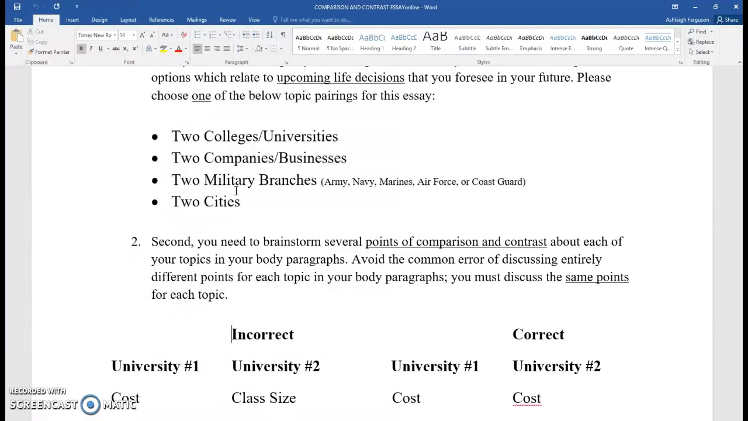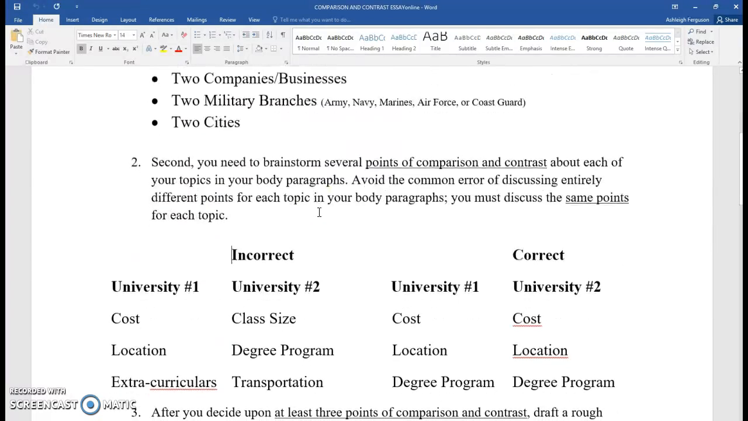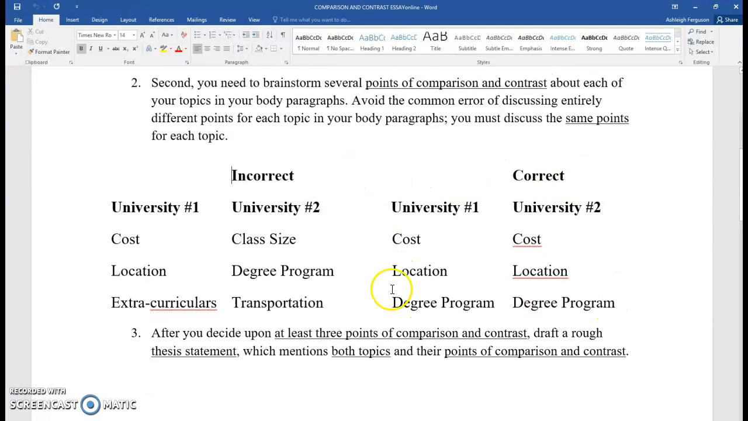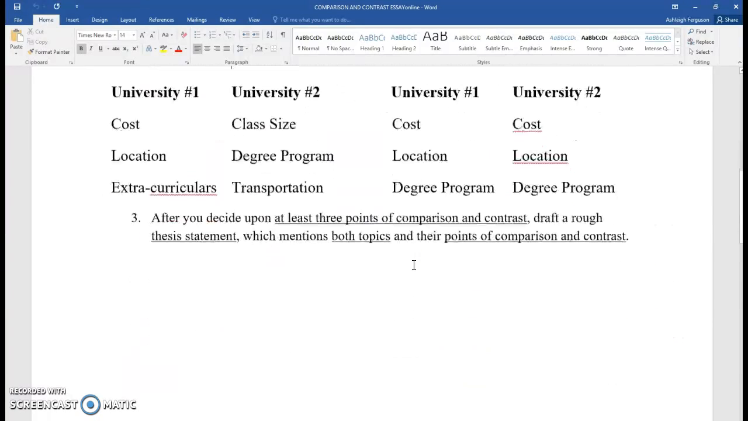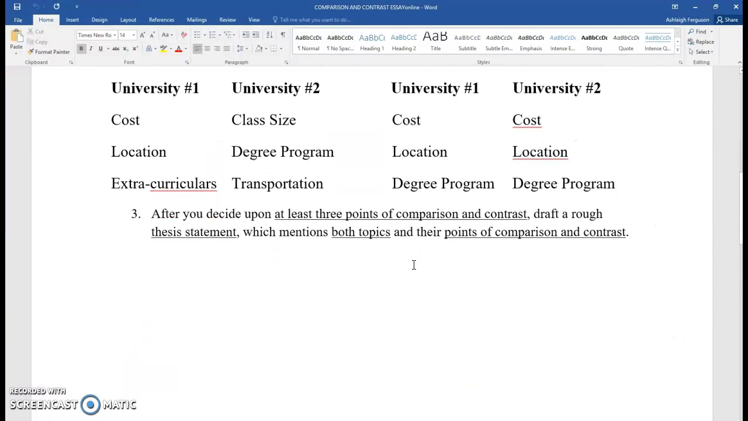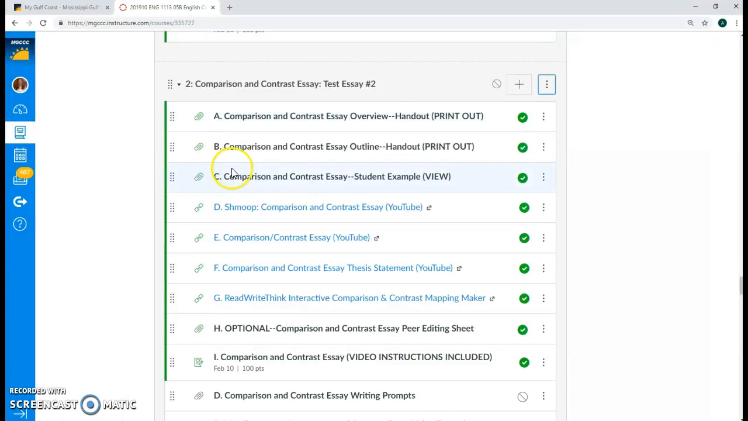So as far as your topics for the comparison contrast, they need to be one of these types of topics, and you're going to choose which two colleges or universities, which companies and businesses, which military branches, which cities. But just ensure you have two topics and you consistently overview them in relationship to 3 points. Now, when you write your thesis statement, please ensure that it's very clear what your two topics are and also your points of comparison.